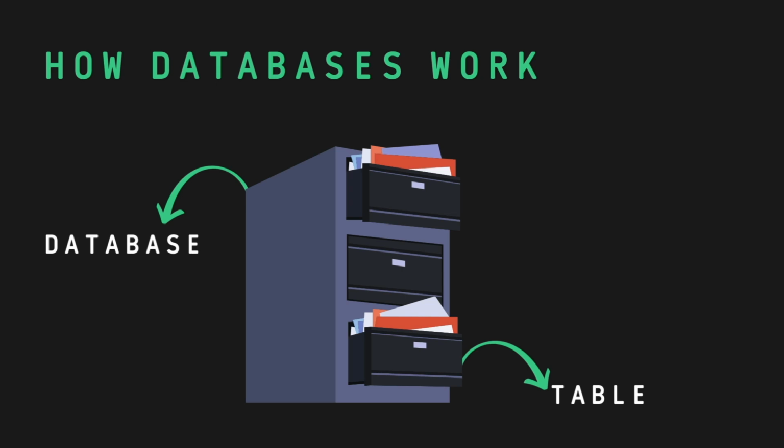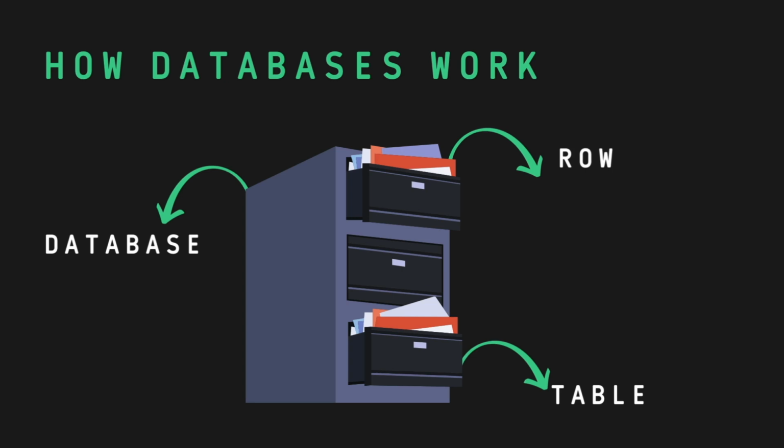Another part of the analogy is that we have files in drawers. These files represent the rows in databases. Inside each table in a database, which we're referring to as a drawer, data is stored in rows. So data is stored in files. Each row represents a single record. Let me give an example. In a customer table, each row will represent one customer.